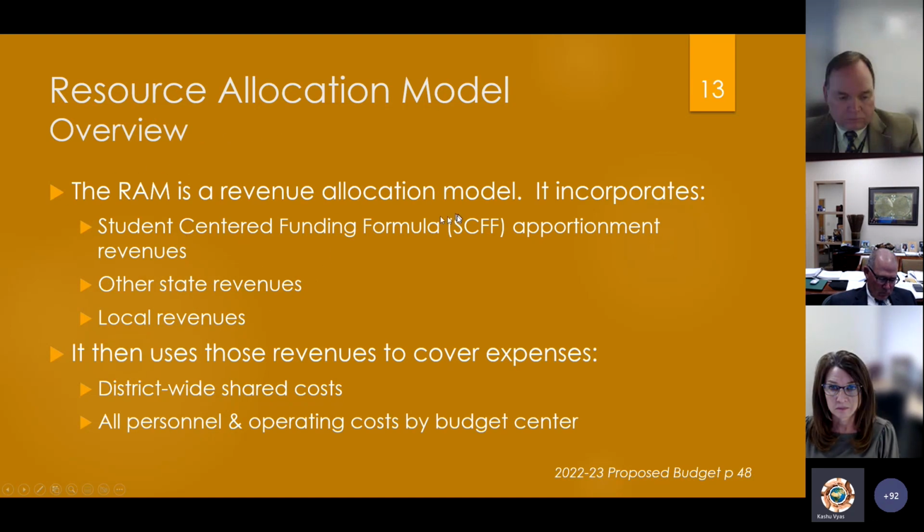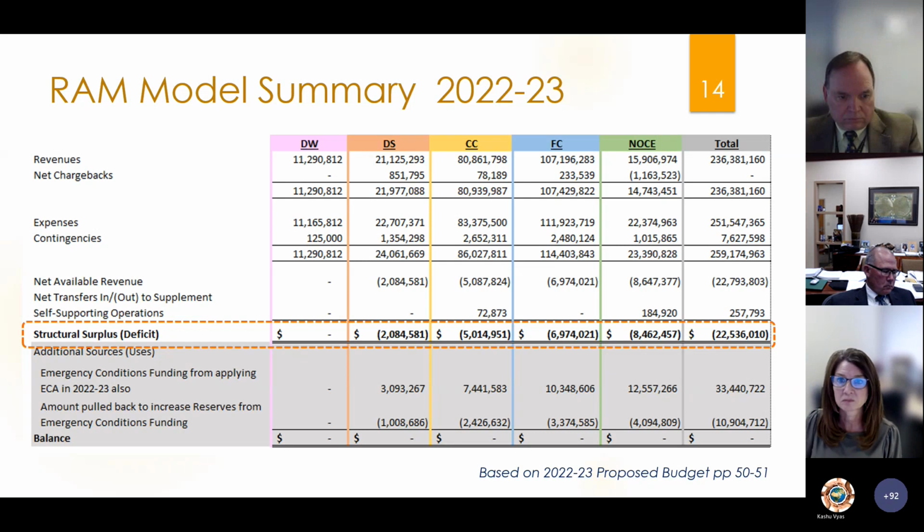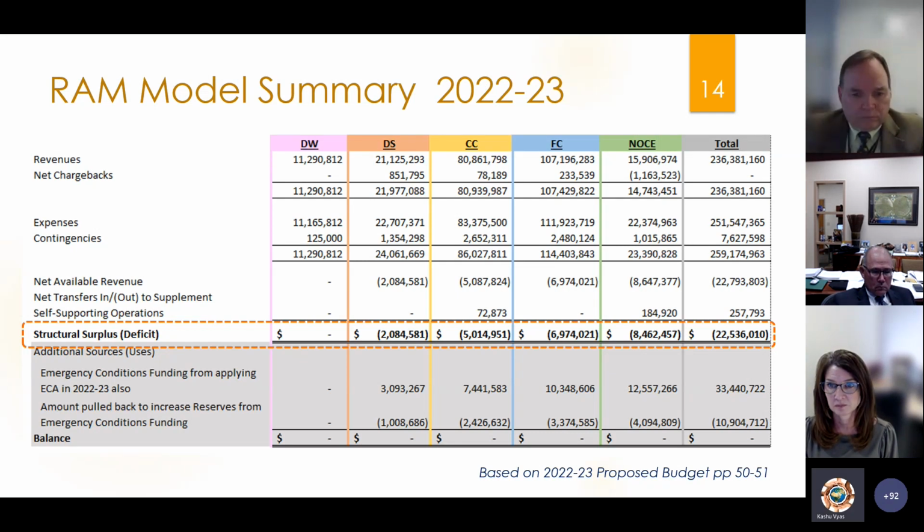And so this is, again, sort of an overview of that. This is the revenue allocation model. It incorporates these components of revenue and these components of expenses. So I'll do an overview of it, and we'll get into some of those components as well. This is a summary of our 22-23 resource allocation model. So if you look in the budget book on page 50 and 51, you'll see this information. It may be a slightly different structure, but I tried to summarize it here.